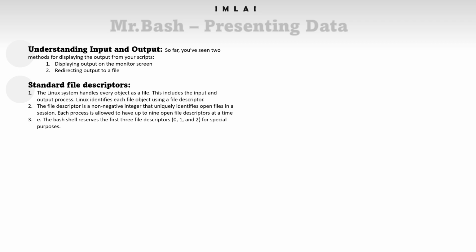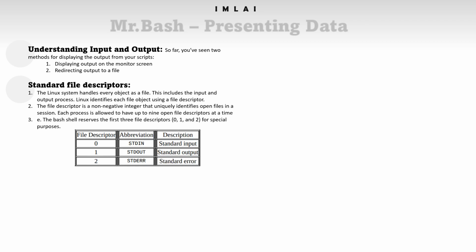These three special file descriptors handle the input and output from your script. The shell uses them to direct the default input and output in the shell to the appropriate location, which by default is usually your monitor. So this is the information about those three file descriptors that I have been mentioning.